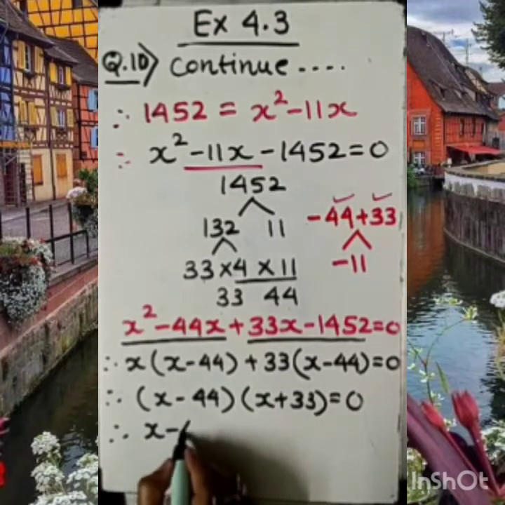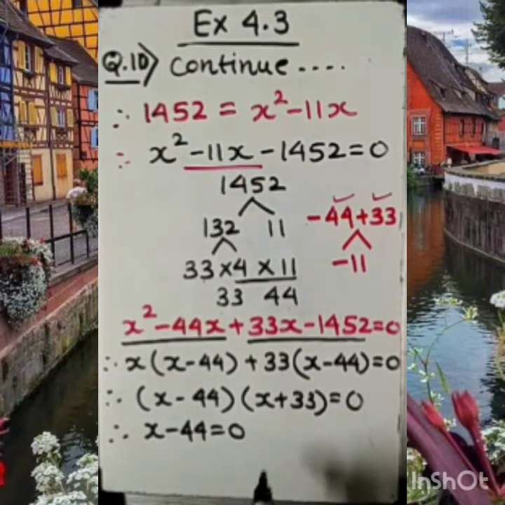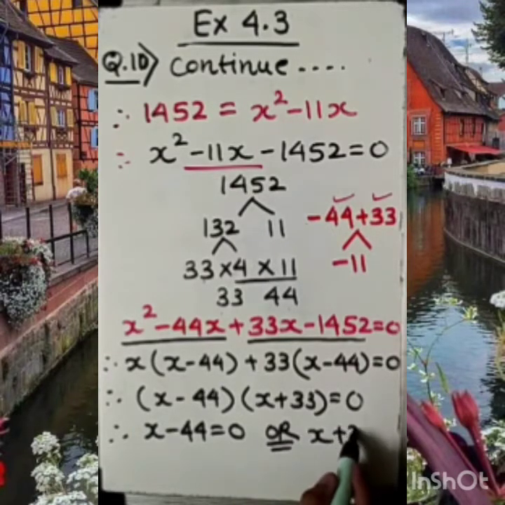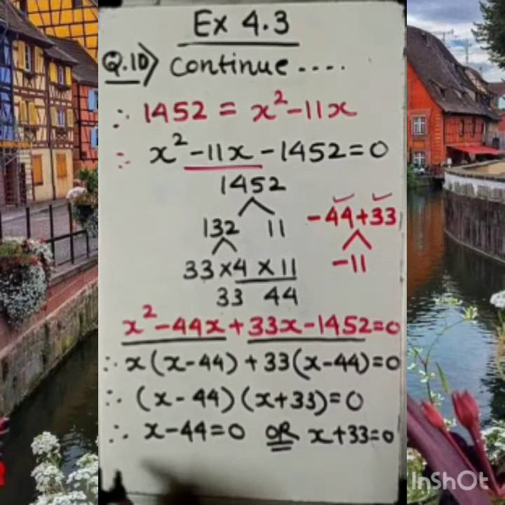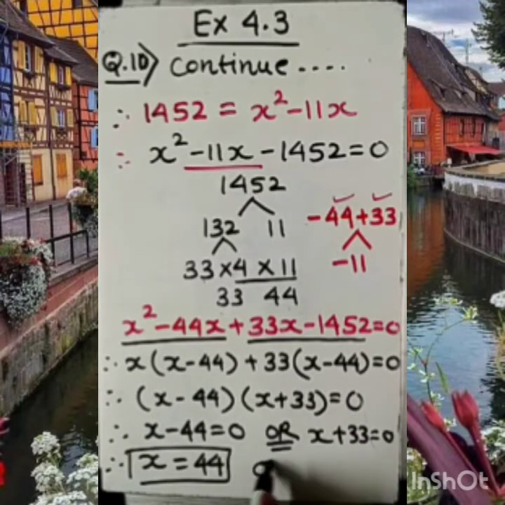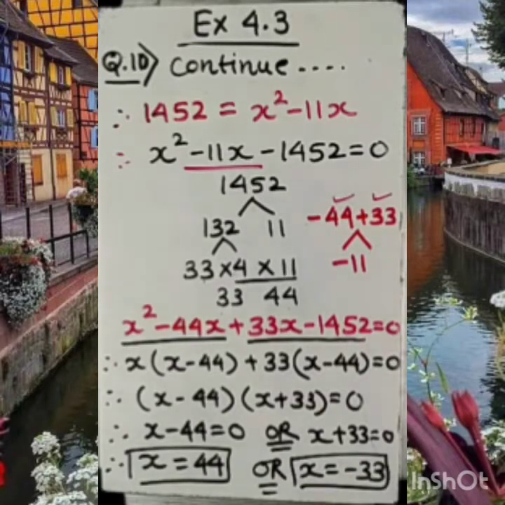So, x minus 44 equal to 0 is one of the answers, and x plus 33 equal to 0. So, the value of x, this minus will become plus, so x equals 44 on this side, and one more value of x that we have is x equal to minus 33. So dear student, we are getting two values for this quadratic equation. They are 44 and minus 33.